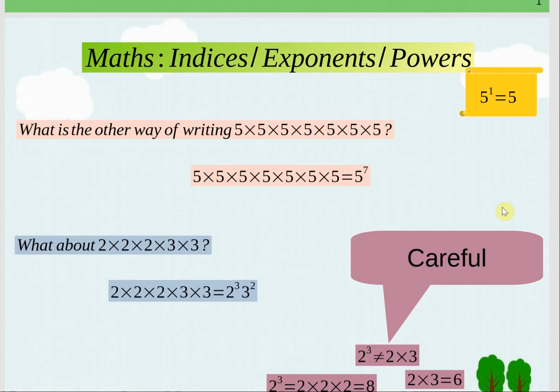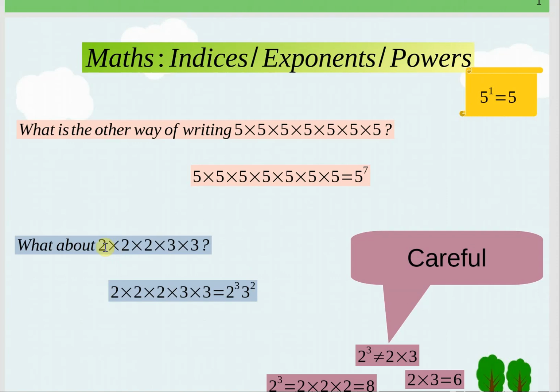Now, if we have 5 times 5 times 5 times 5, we see that we have 5 multiplying itself 7 times. Another way of writing this is just writing 5 raised to the power of 7. By the way, 5 raised to 1 is the same as 5. We just normally don't write the 1.